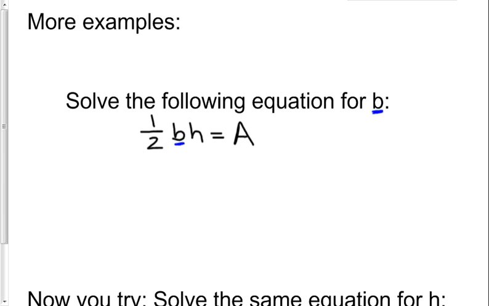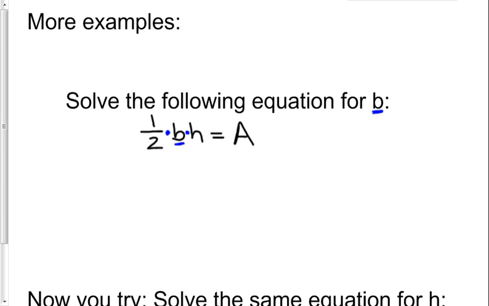Okay? So if we look at what we've got going on here, there's no addition and subtraction. So we move on to the next step and look at multiplication and division. In between all of these are implied multiplication symbols. So we want to take this one step at a time. We're going to work left to right here, and start with this 1/2.